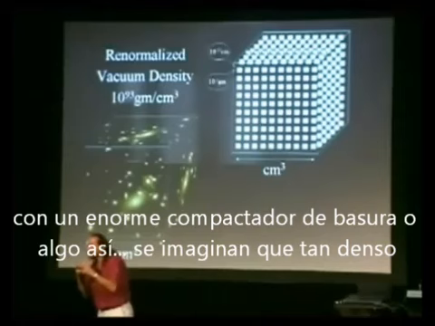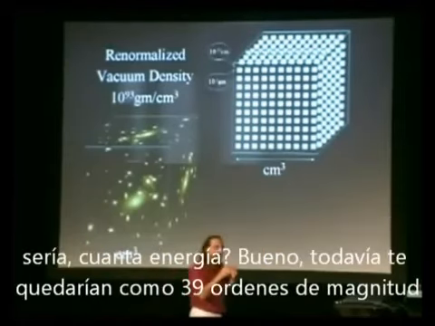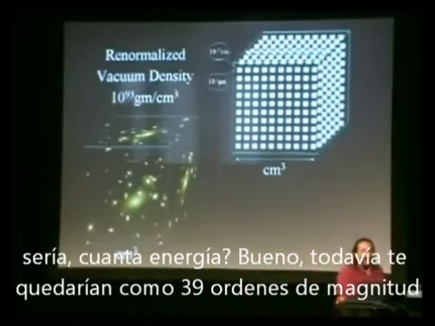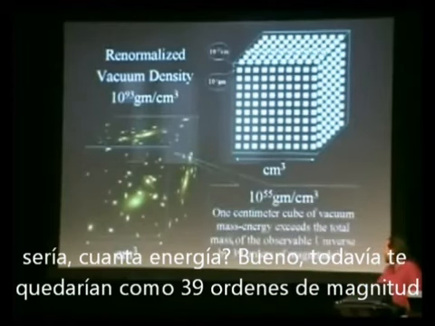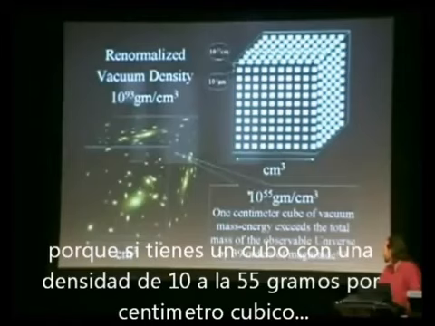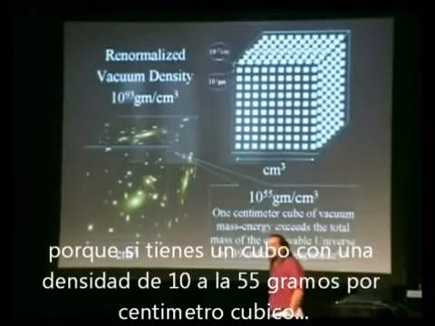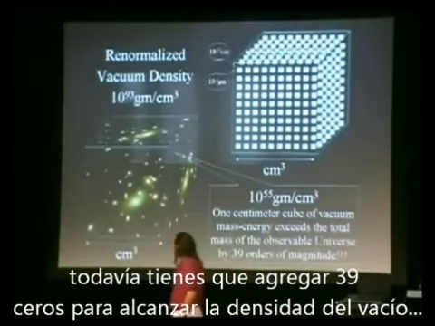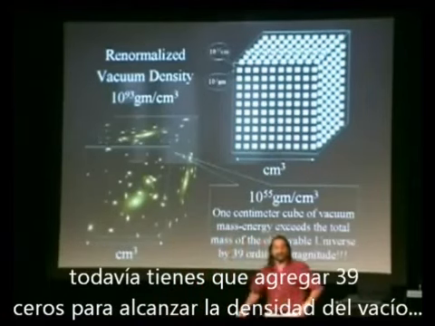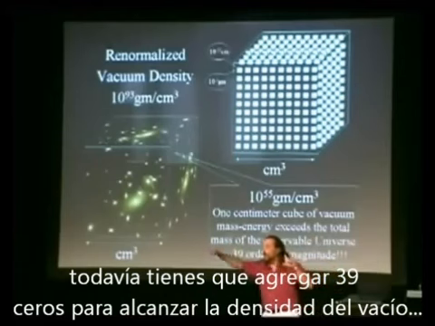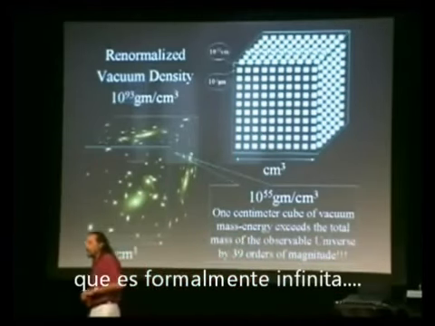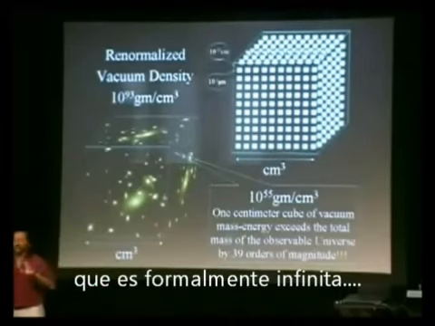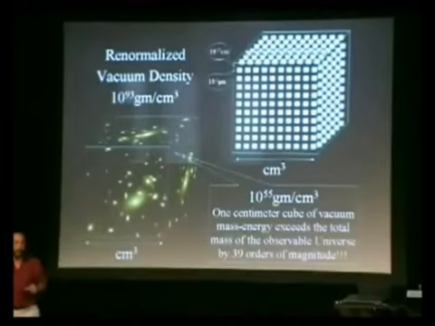How energetic that would be, right? Well, you would still be off by some 39 orders of magnitude, right? Because you would have a cube of a density of 10 to the 55th grams per centimeter cube. So you'd be off by 39. You still need to add 39 zeros to get to the density of the vacuum, which is formally infinite, right?